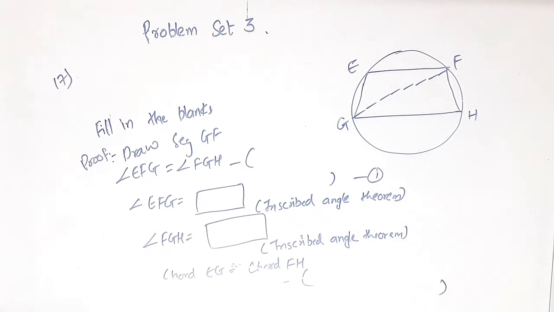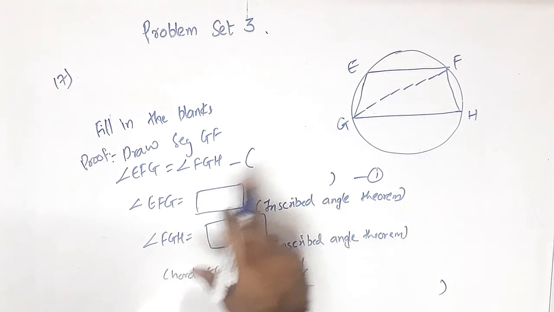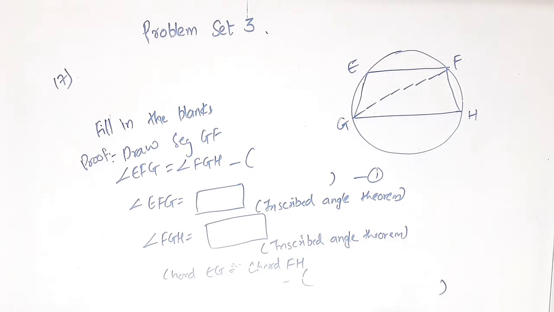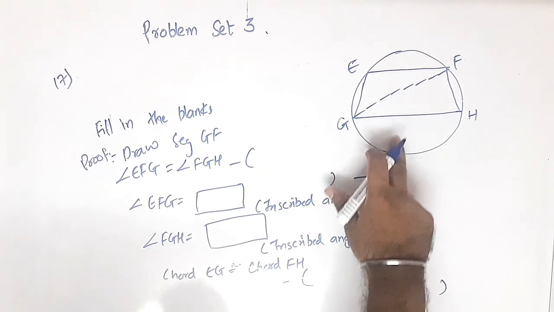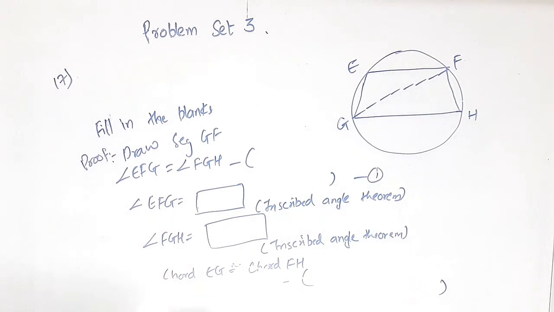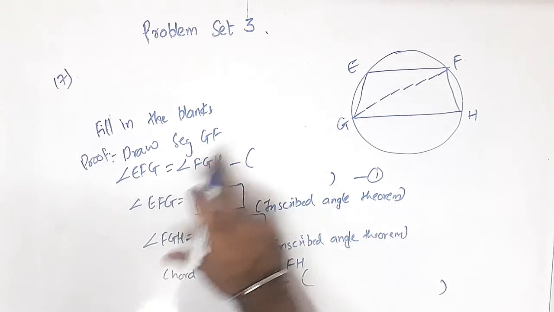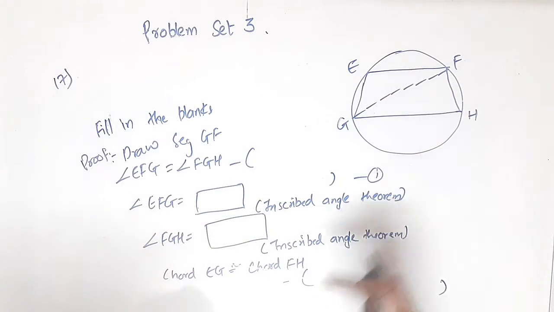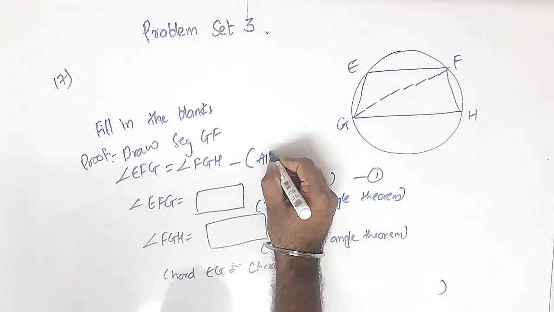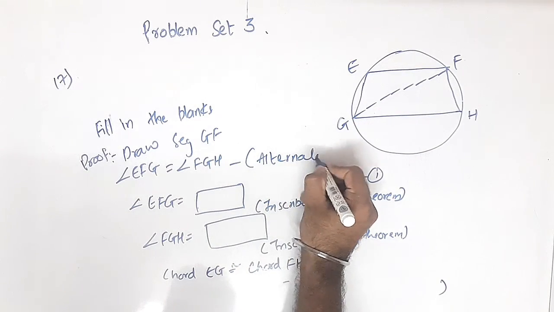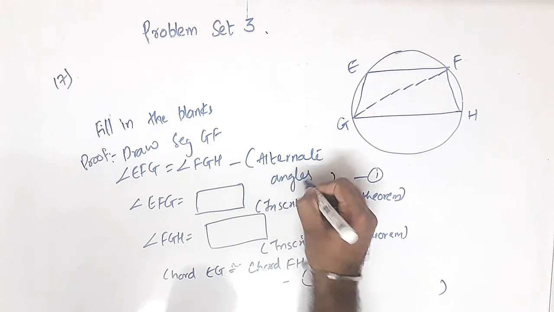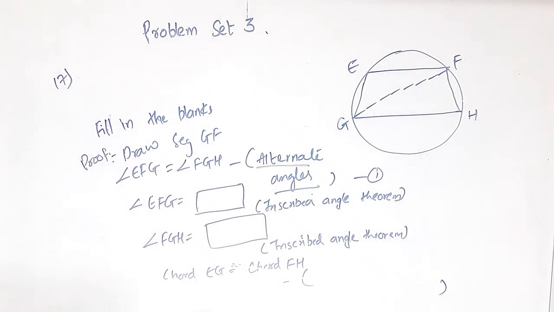Coming to the 17th one, it is more of a fill in the blanks type of proof. The proof is already given and you just have to fill these 4 blanks. Okay, you can see this is a cyclic quadrilateral. Chord EF is parallel to chord GH. Okay, and they have given blanks to fill. So angle EFG is equal to angle FGH. Okay, they are alternate angles. I'm just underlining this.